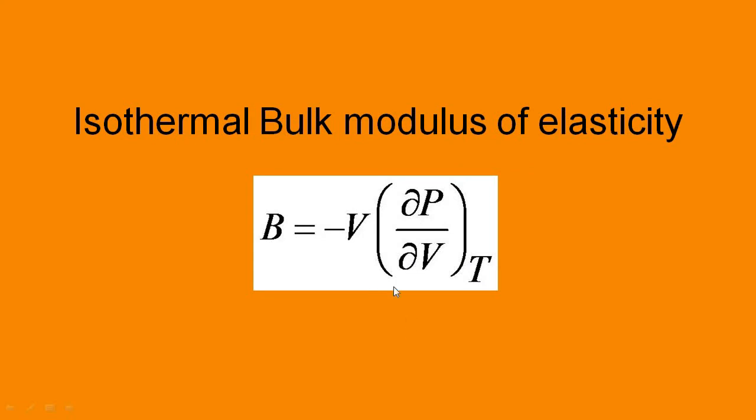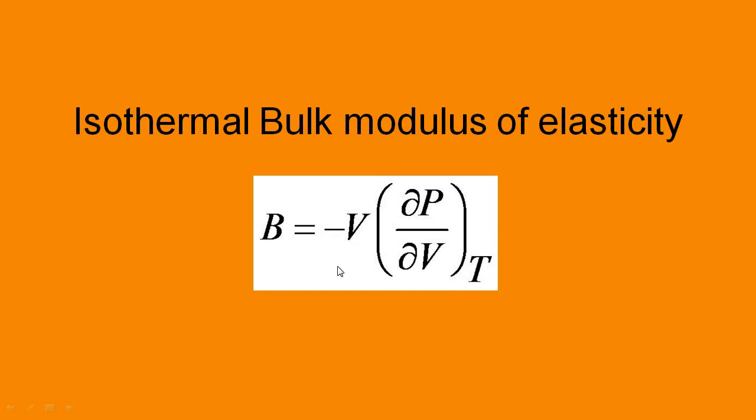And volume strain you can write as change in volume by original volume. The change in volume you can write as, say, dV. And here we have P, V and T at a constant temperature. You are writing it as dou V divided by V. And that V goes upwards. That is why you are writing it as V dou P by dou V at a constant temperature.